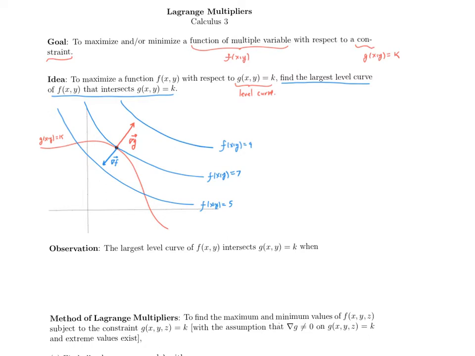So the really important observation to make is that the largest level curve of f intersects this constraint g of x,y equals k precisely when the gradient of f is a constant multiple of the gradient of g. So we're thinking lambda is a scalar quantity. And this is the key idea behind the method of Lagrange multipliers.